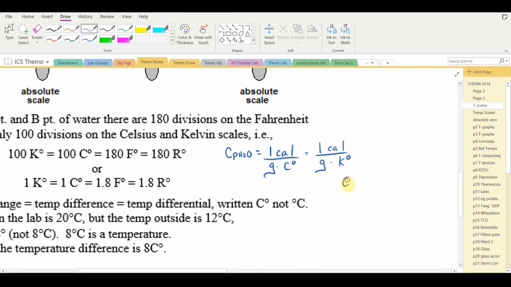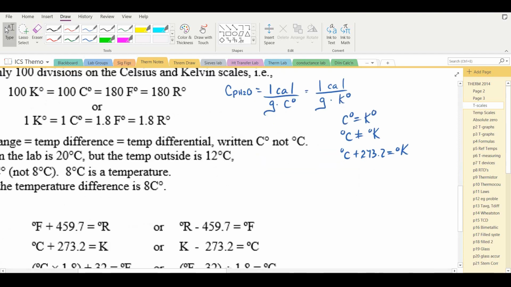So Celsius degrees are the same as Kelvin degrees, but degrees C does not equal degrees K, right? Degrees C plus 273.2 equals degrees K. So you need to keep those two notations in your mind. If the temperature increases by 5 Celsius degrees, what's the Fahrenheit temperature change? What is the Fahrenheit degree temperature change that's equivalent to a 5 Celsius degree temperature change?